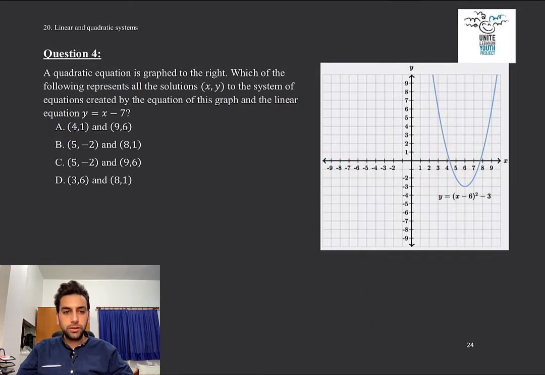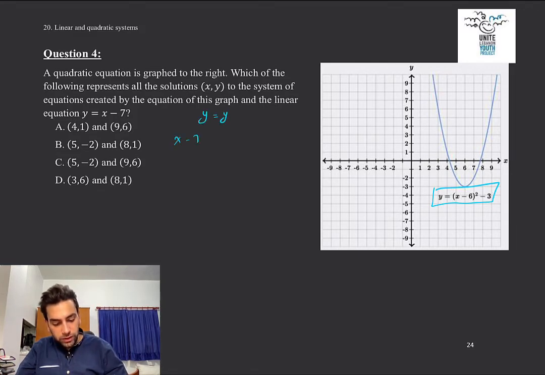As for question number 4, a quadratic equation is graphed to the right. Which of the following represents all solutions (x, y) of the system of equations created by the equation of this graph and the linear equation y equals x minus 7? Notice here the equation for this graph is written down below, so I can use this and write y equals y. Thus x minus 7 is equal to (x minus 6) squared minus 3.